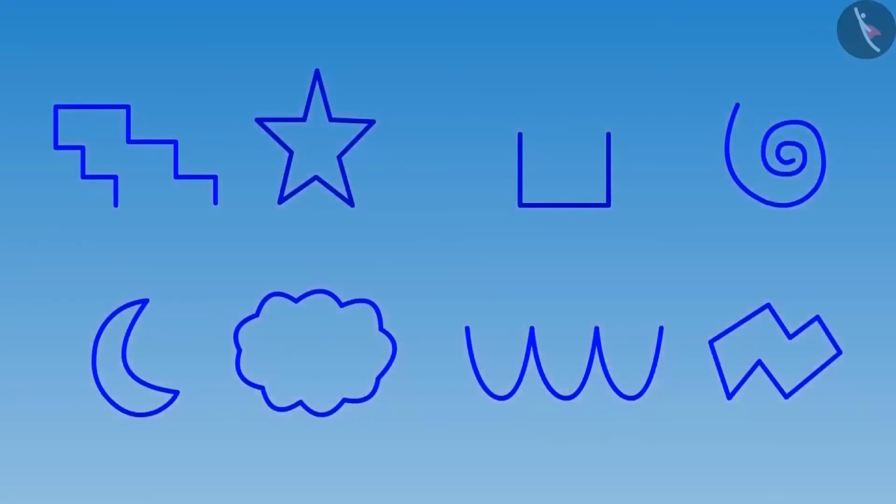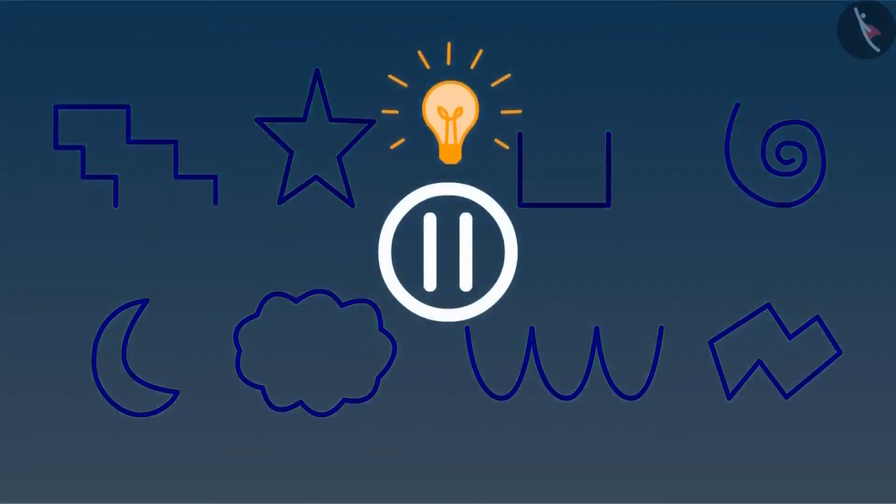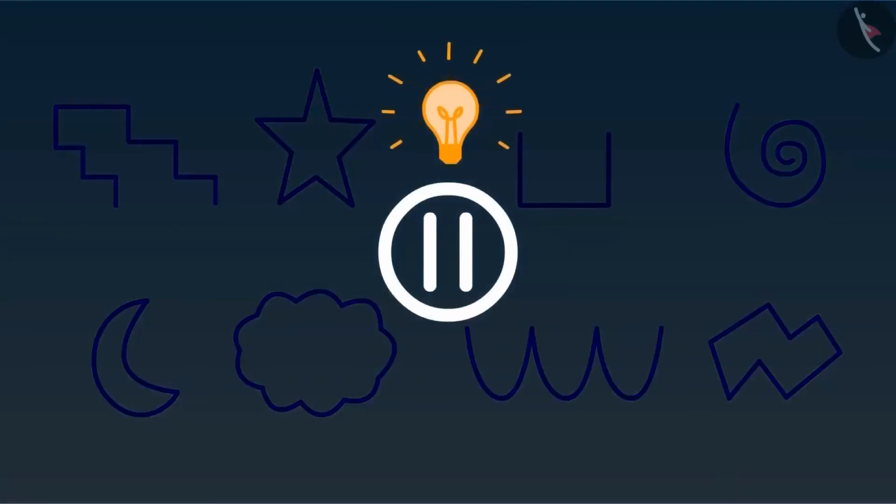Look here, Riva. I have made figures of closed and open shapes. Can you classify them into 2 groups? If you want, you can pause the video here and do the activity.